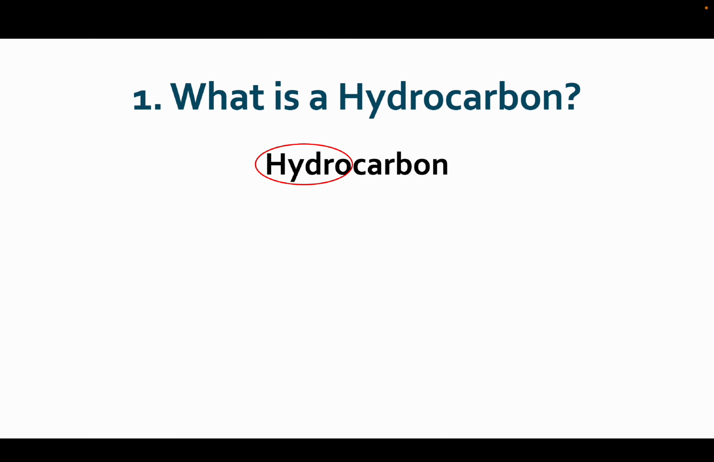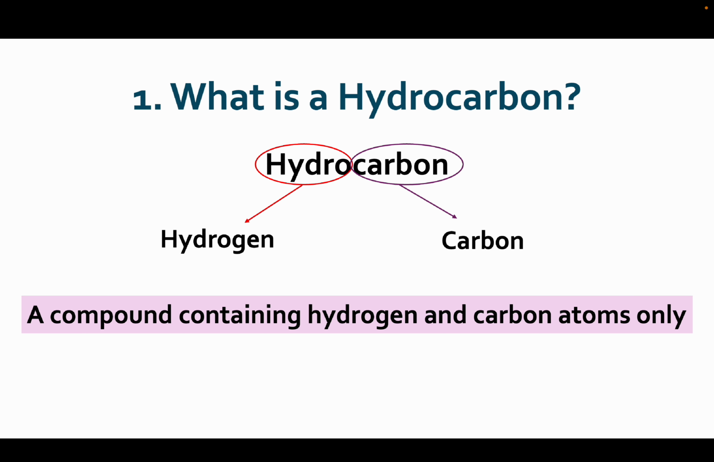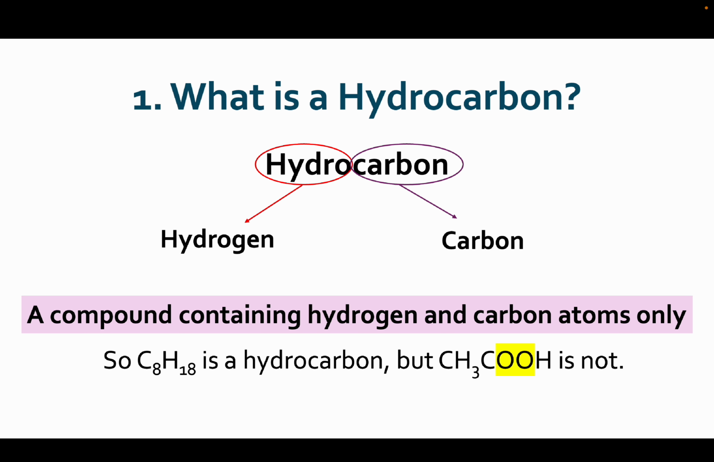The word hydro in hydrocarbon comes from hydrogen, and carbon, as you guessed it, is carbon. So essentially it's a compound containing hydrogen and carbon atoms only. So C8H18 means 8 carbons and 18 hydrogens. That qualifies as a hydrocarbon. But if you see a molecule like this, where there are oxygens, that is not a hydrocarbon.